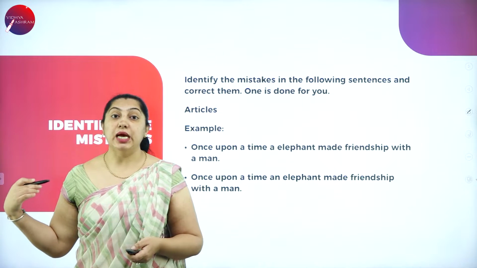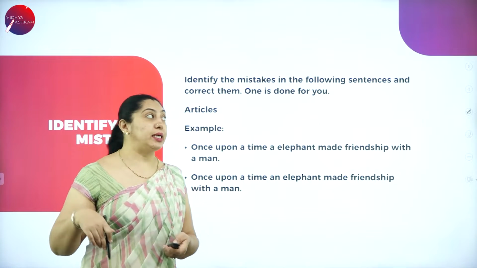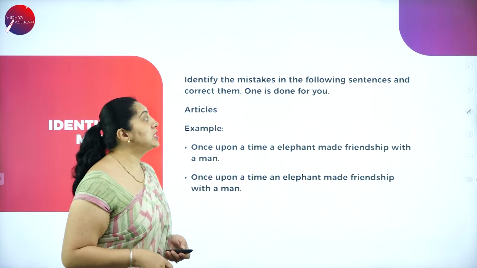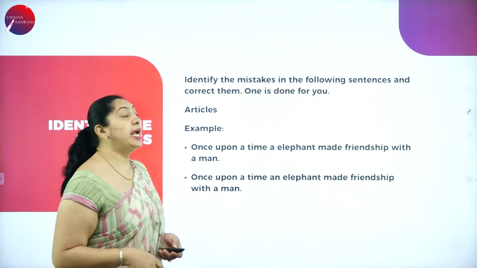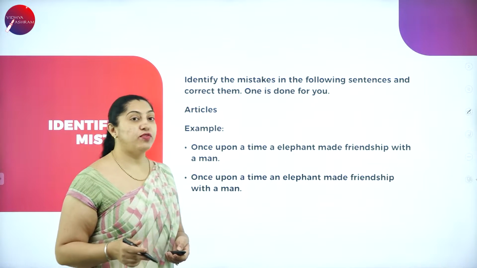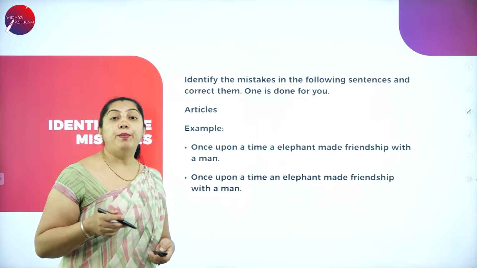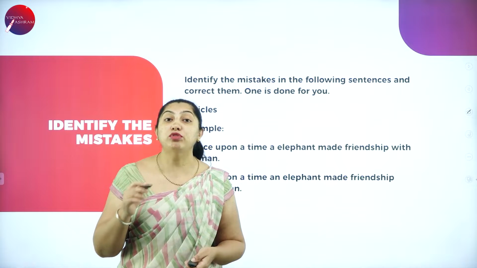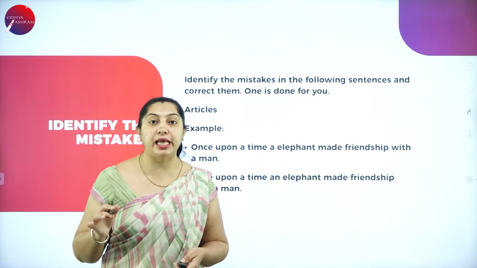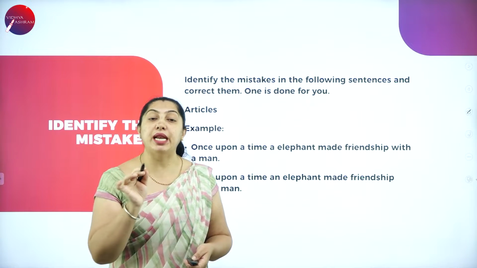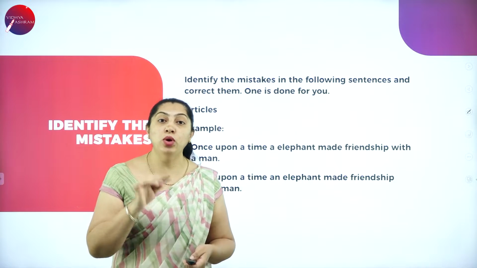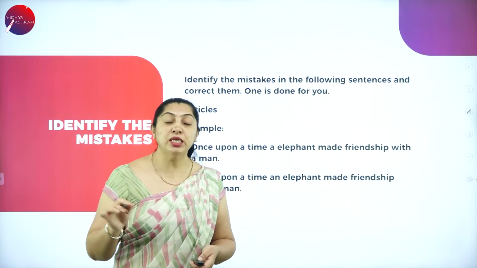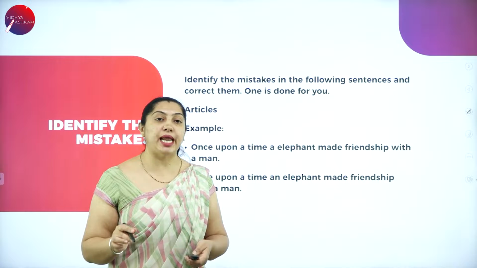In the articles, what is the mistake we do in the articles? Identify the mistake in the following sentences and correct them. One is done for you. So the very important thing here is, once you identify the mistake, you have to rewrite the complete sentence. Don't identify the mistake and write only the mistake there. No, you will not get any marks. You need to rewrite the complete sentence.